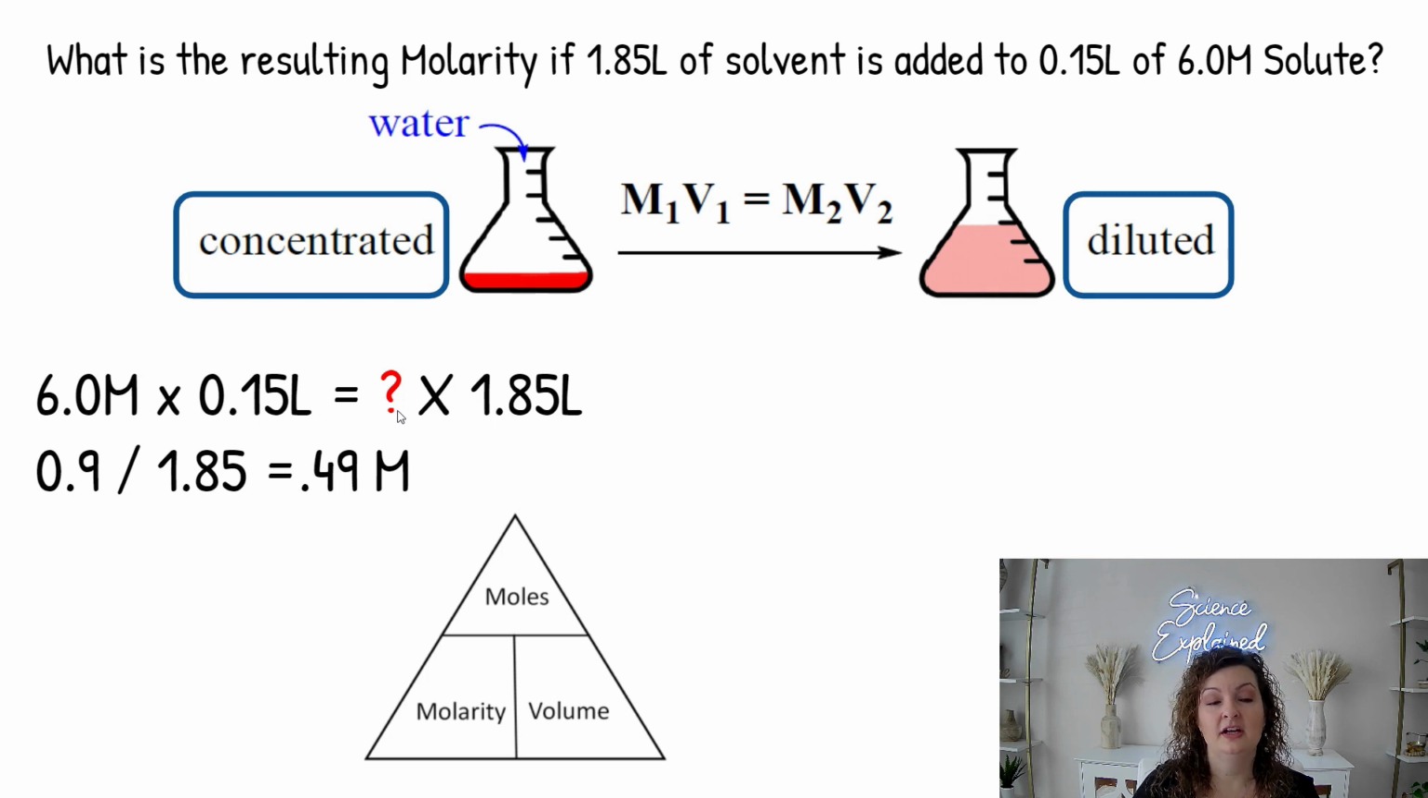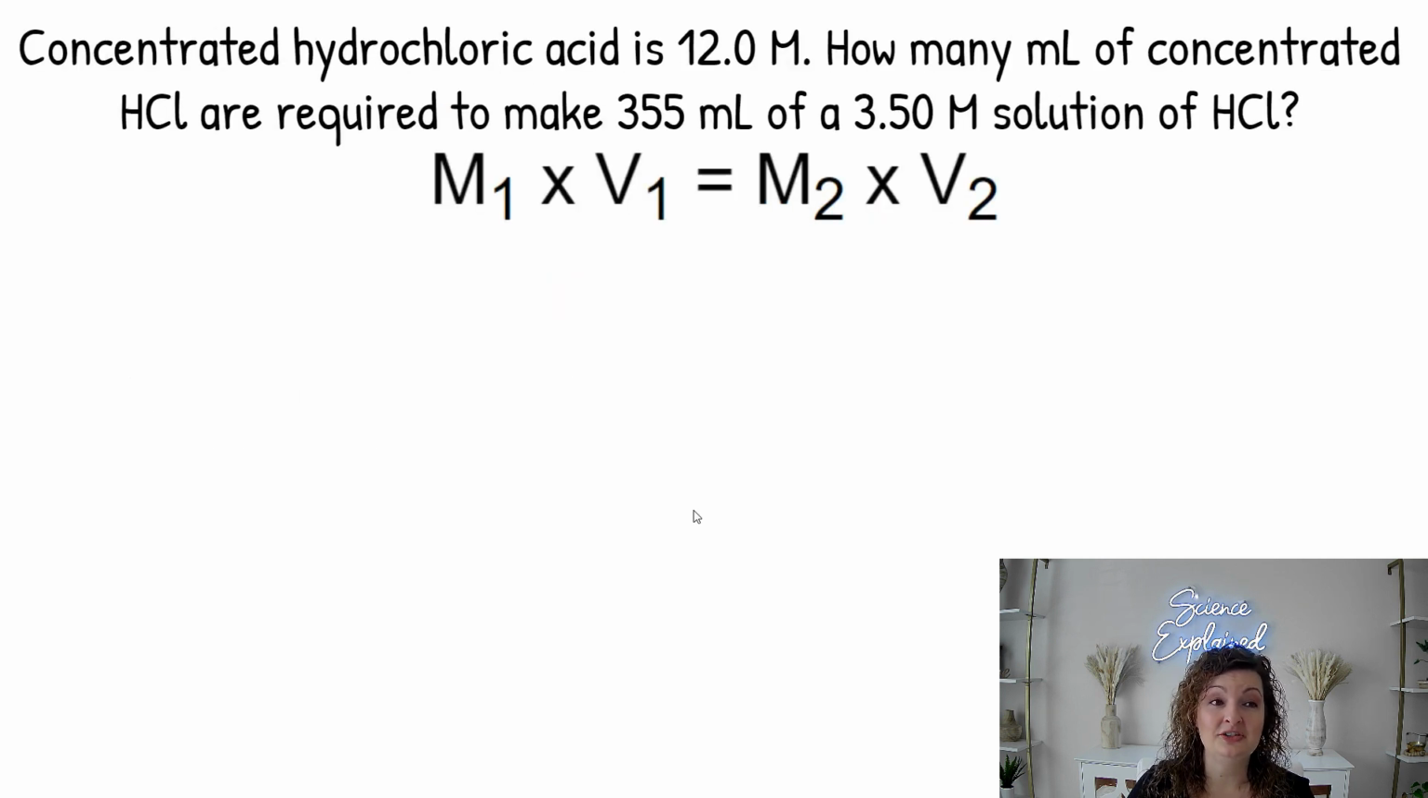That is our unknown. So you're going to solve by multiplying these numbers and then dividing by 1.85 on both sides, and you end up getting 0.49 molar. And that is how you would work that one. Let's go ahead and do another one.